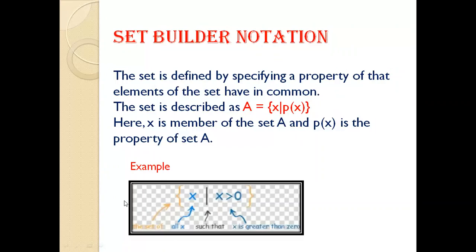This is a diagram for better understanding of the set builder notation form. So the set of all x such that x is greater than 0. So it is a diagram.